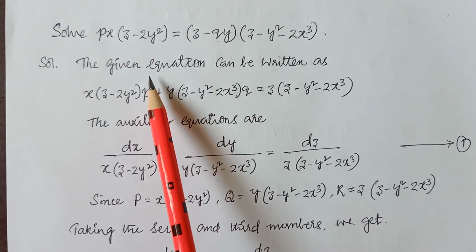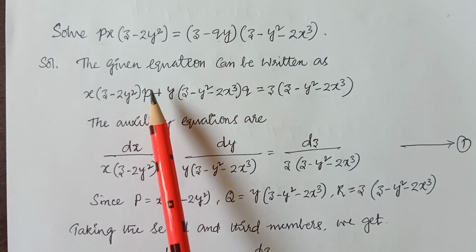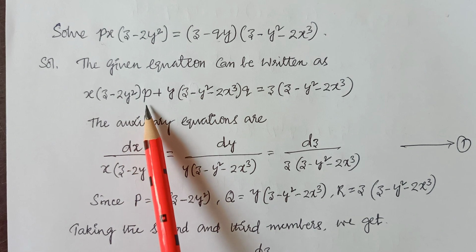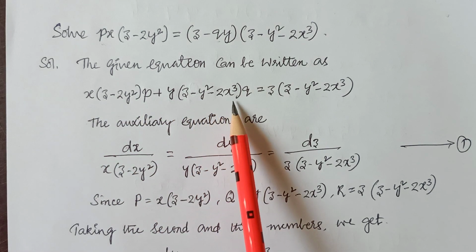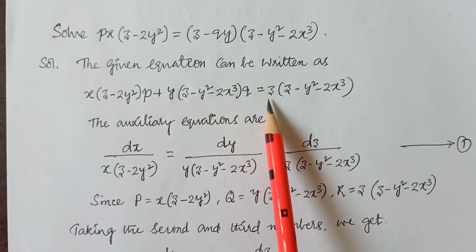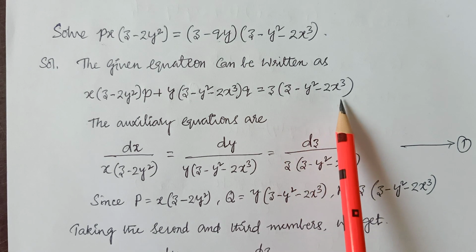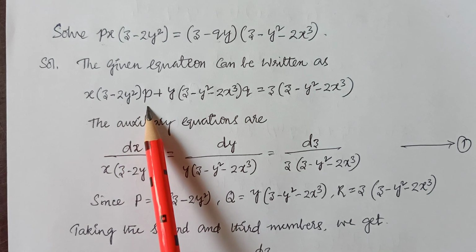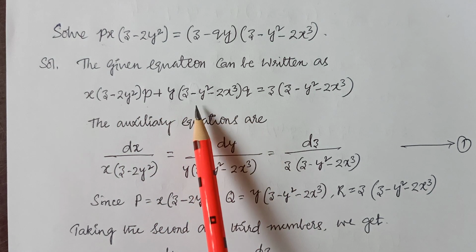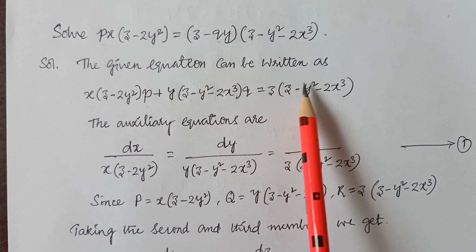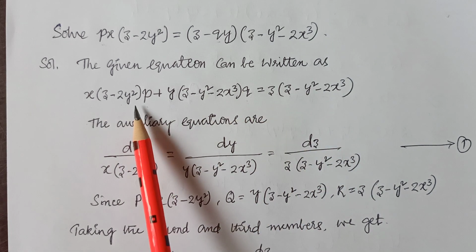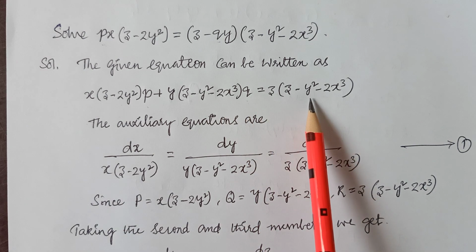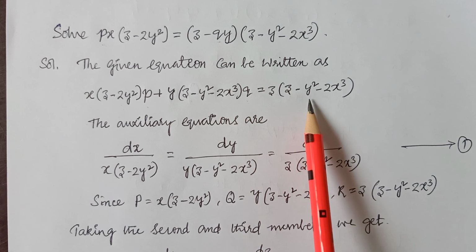Now rewriting this equation in the Lagrange's linear form, that is x into (z minus 2y square) into small p plus y into (z minus y square minus 2x cube) into small q is equal to z into (z minus y square minus 2x cube). Which is of the form capital P into small p plus capital Q into small q is equal to R, which is the Lagrange's linear equation.